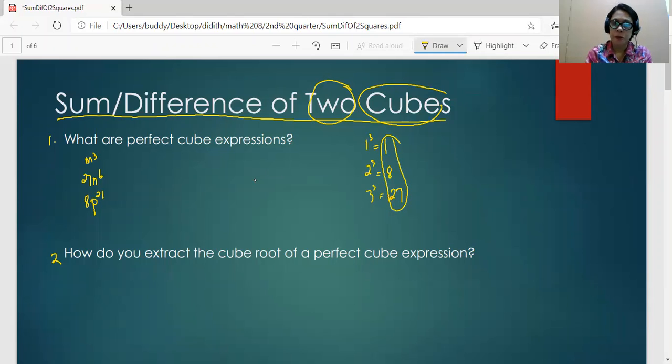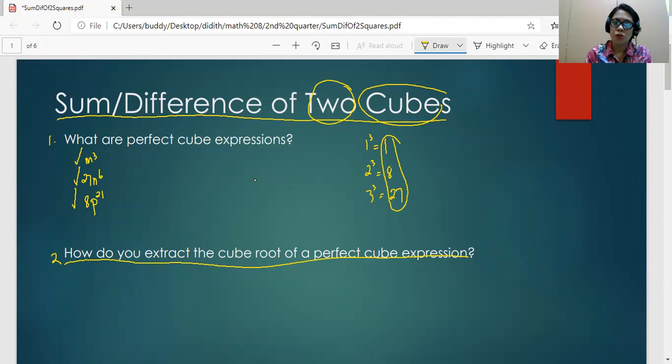Now, as regards algebraic expressions, you have to check the exponents. If the exponents are multiples of 3, then we can say that the expression is a perfect cube expression. So m cubed is a perfect cube expression since the exponent is 3. Same with 27n to the 6th: 27 is a perfect cube, and 6 is a multiple of 3, while 8p to the 21st is also a perfect cube expression.